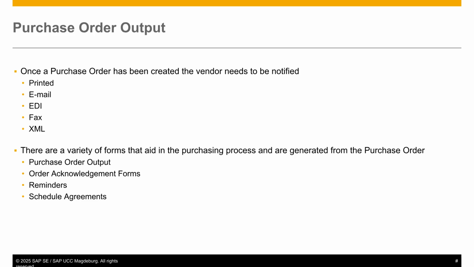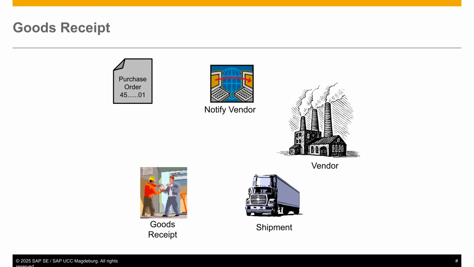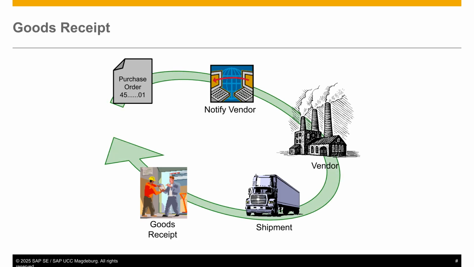Once a purchase order is created, the vendor must be notified. This can be done through various methods, such as email, EDI, or XML. Several forms, like order acknowledgements, can also be generated. This diagram illustrates the process of goods receipt, showing the flow from the initial purchase order through to the notification of the vendor and the subsequent shipment receipt.